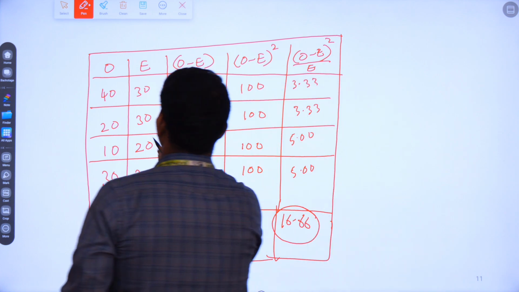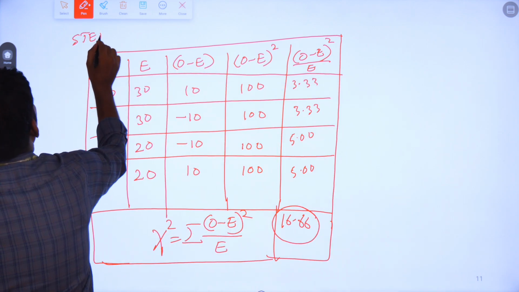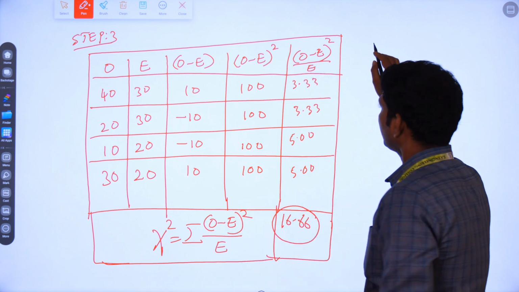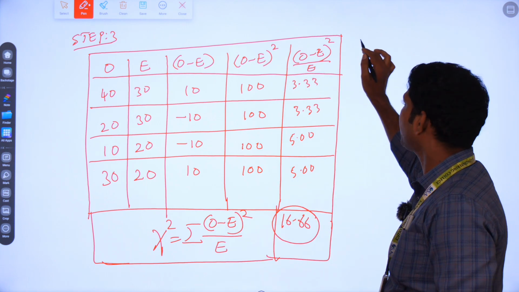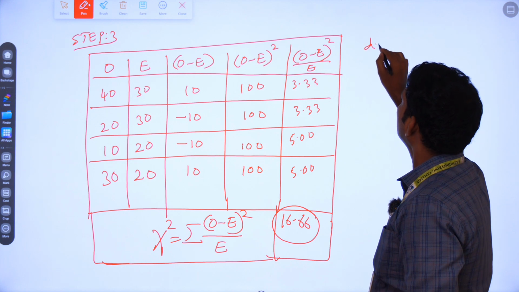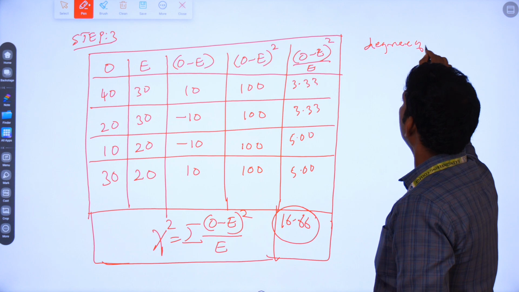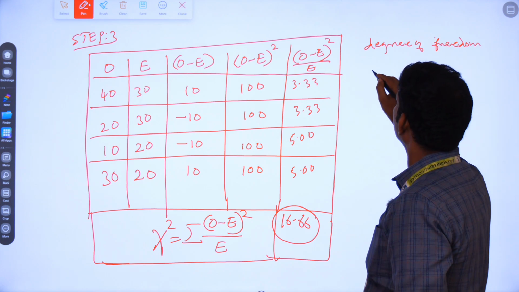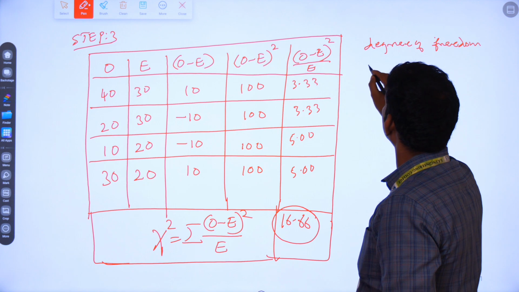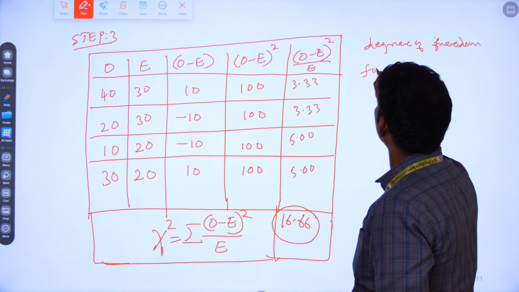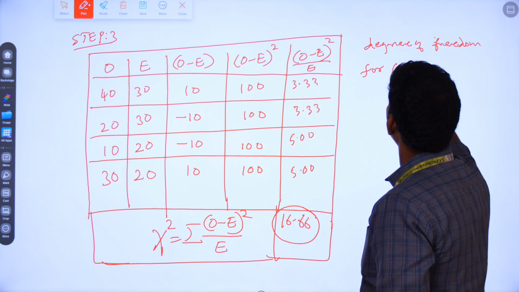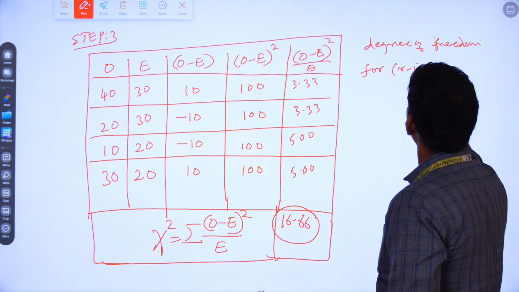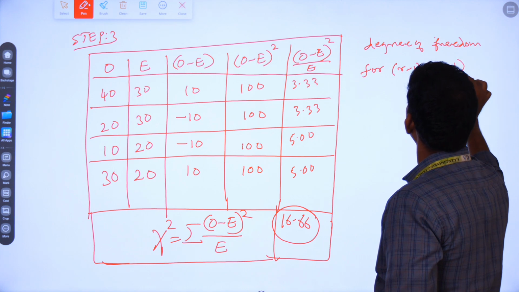Okay, this is step number 3, to get the chi-square value. Next, step number 4. In step number 4, we need to find the degrees of freedom. The degrees of freedom is (R minus 1) into (C minus 1).